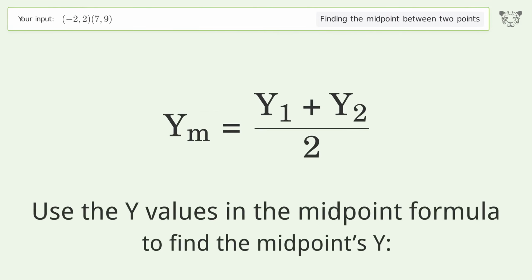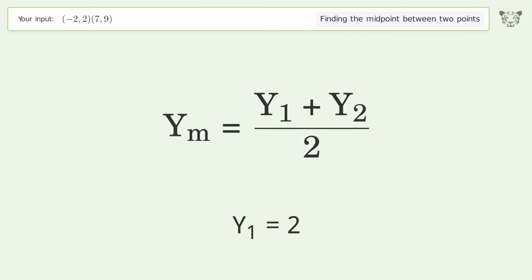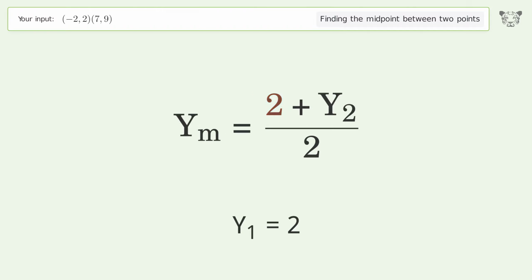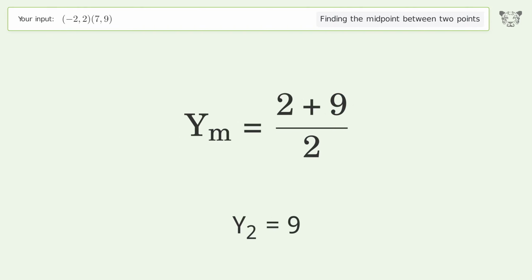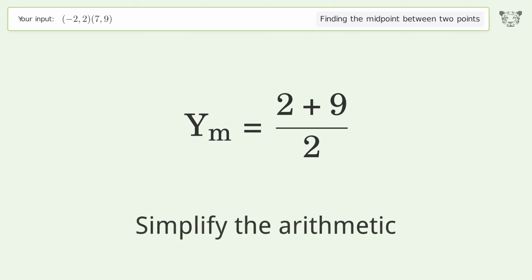Use the y values in the midpoint formula to find the midpoint's y. y1 equals 2. y2 equals 9. Simplify the arithmetic.